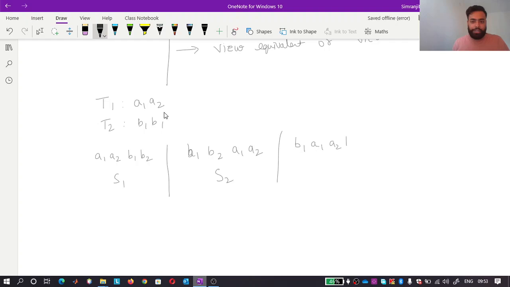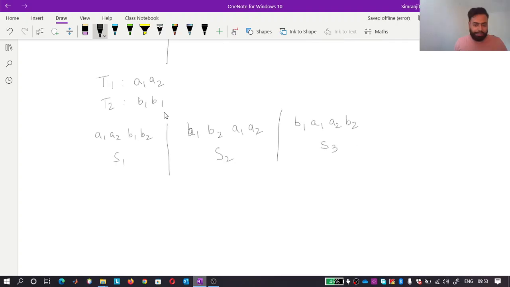So what is the meaning of the serializability property here? I'll say that S3 will be called serializable if it is equivalent to either S1 or S2. The definition is that you have to find a non-serial transaction. A non-serial transaction will be referred to as serializable if it satisfies the condition that it produces the same effect as is produced by the serial transactions.